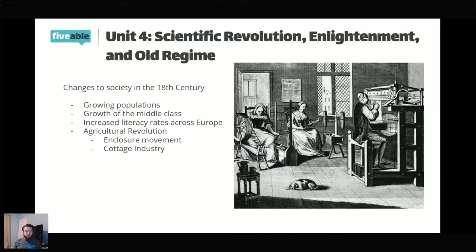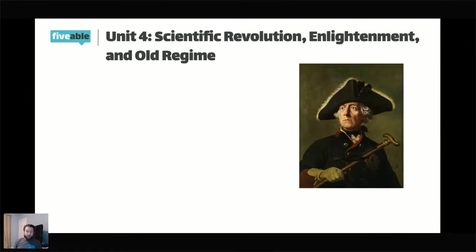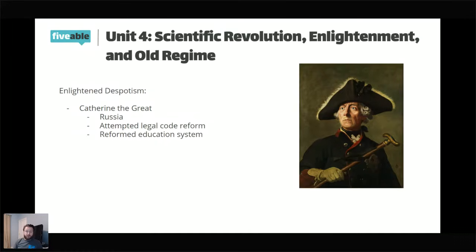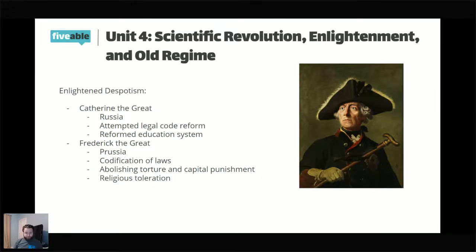But real quick, we're going to wrap up Unit 4 by looking at the enlightened despots. Catherine the Great of Russia attempted legal code reform, reformed educational systems. Frederick the Great of Prussia, codification of laws, abolishing torture and capital punishment, religious toleration.